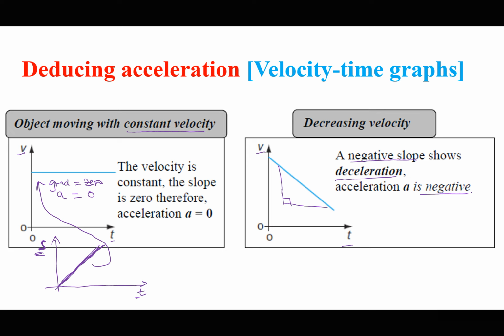A negative slope in this case is showing that the gradient is negative, and a negative gradient for a velocity time graph indicates that the acceleration is negative. Negative acceleration is what we call a deceleration, not necessarily that the body is moving in the opposite direction. The body may be continuing in the same direction as before, but is slowing down, and that's why the velocity is decreasing.